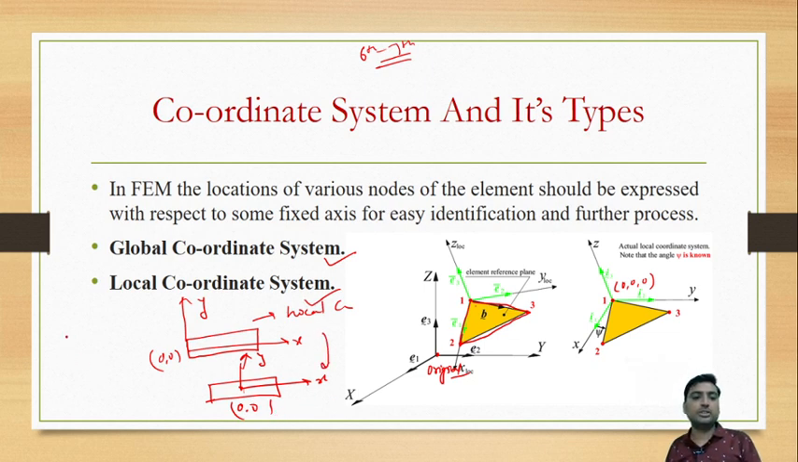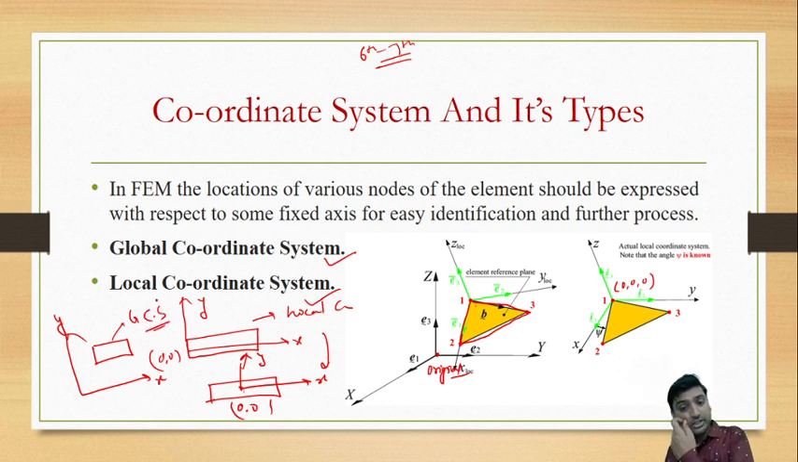But coming to this, this is the x-axis, this is the y-axis, and this is your element, so this is called a global coordinate system. We just need to check whether the origin is lying in between the element or on the element. If it is like that, then it is a local coordinate system. If it is not like that, then it is called a global coordinate system.